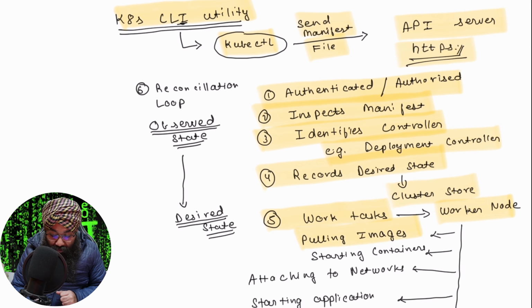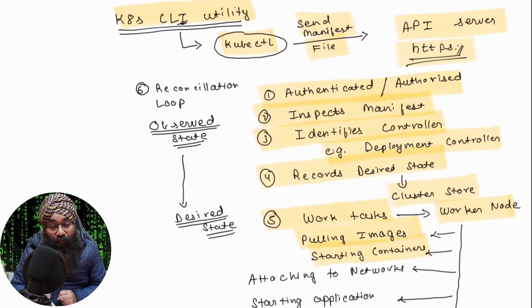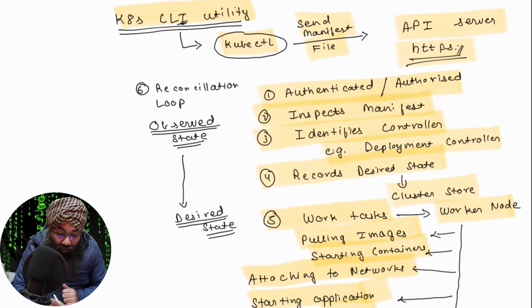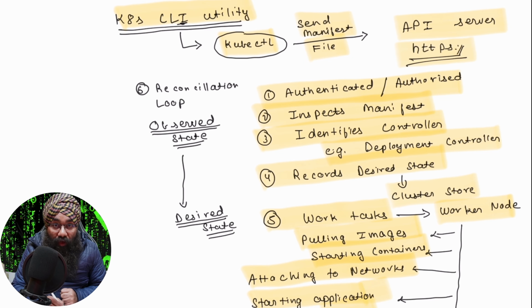For example, they pull the images. Then once they've pulled, they start the containers. Then they attach your application to the networks. Then they start your application process. Okay. And then they continuously run a reconciliation loop.